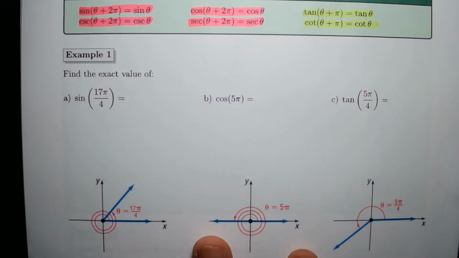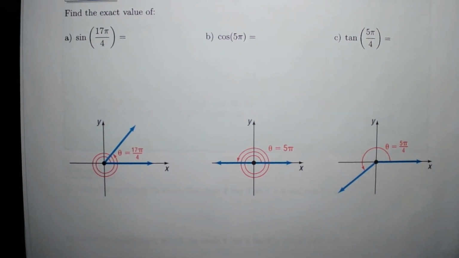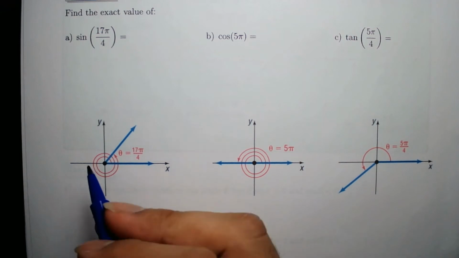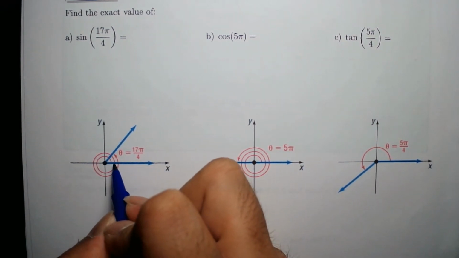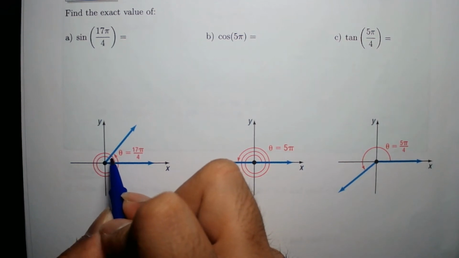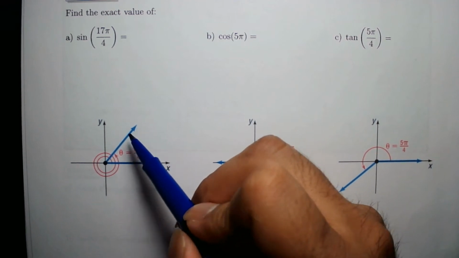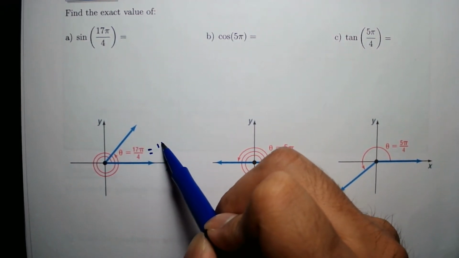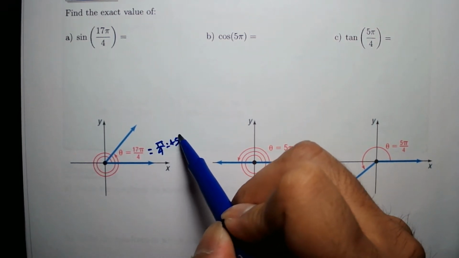And we are going to use these properties in order to find the exact values of the following angles. For example, evaluating sine of 17 pi over 4. You can see the picture: that's one turn, another turn, and then this little piece, which is the 17 pi over 4. Looking at the picture, it clearly is pi over 4, or 45 degrees.